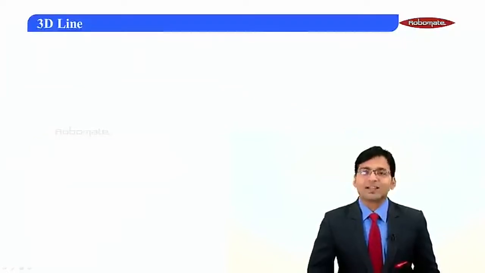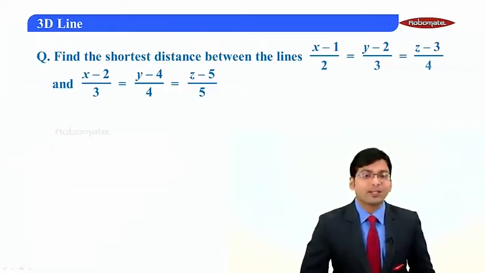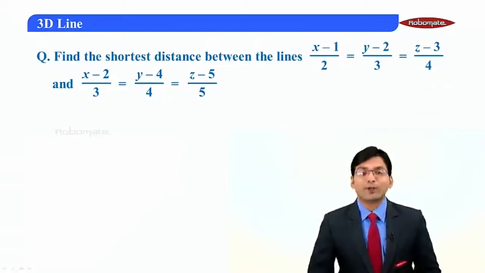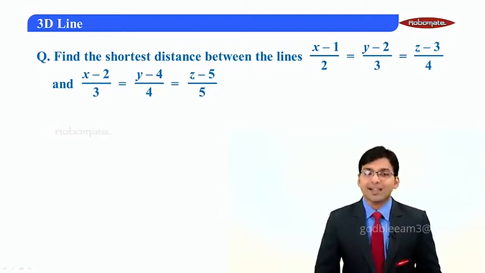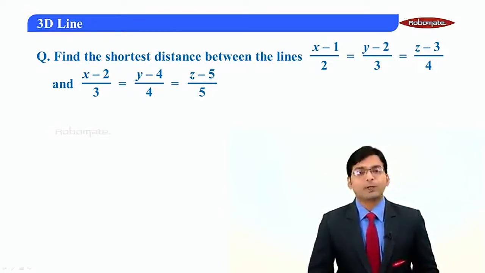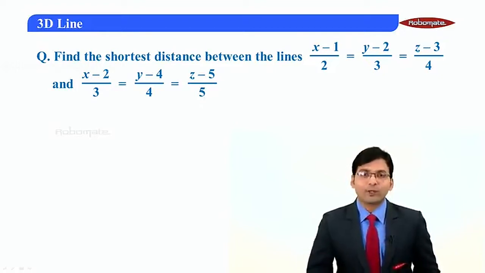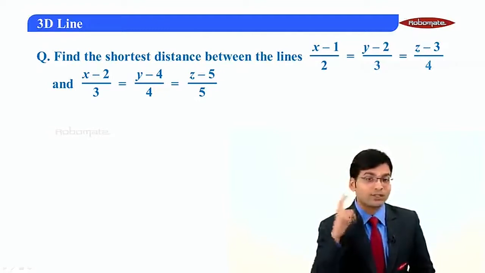Let us start. The first question says find the shortest distance between lines (x minus 1) upon 2 equals (y minus 2) upon 3 equals (z minus 3) upon 4, and (x minus 2) upon 3 equals (y minus 4) upon 4 equals (z minus 5) upon 5. Alright students, so Cartesian equations are given, we need shortest distance.